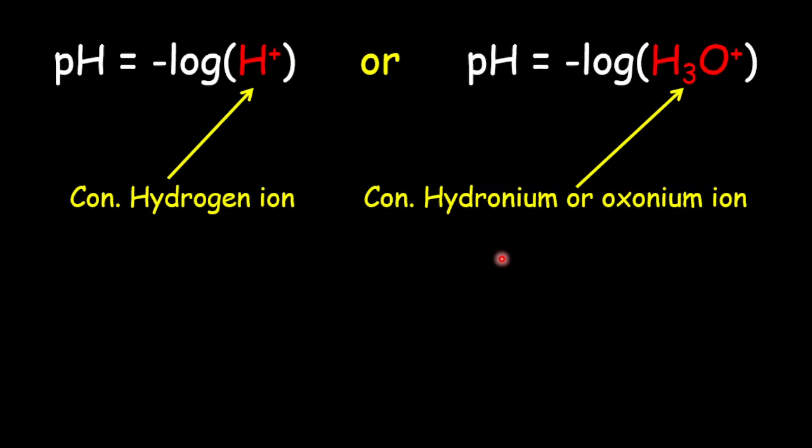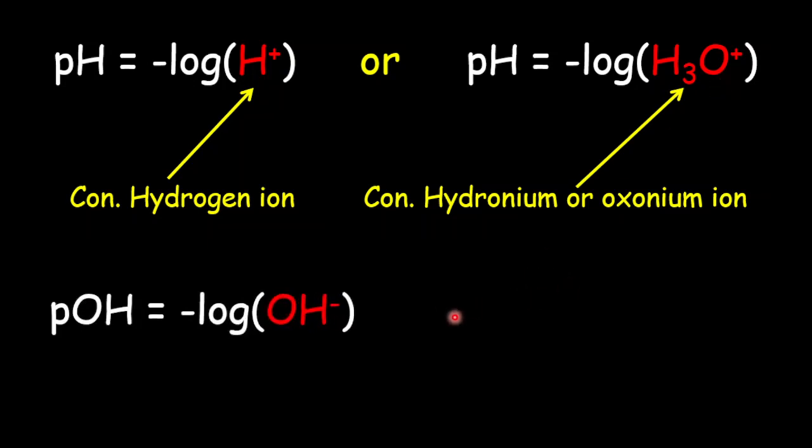However, H3O plus actually represents the hydrogen ions in an aqueous solution, because the H plus ion will react with water, and that is why you have H3O plus.